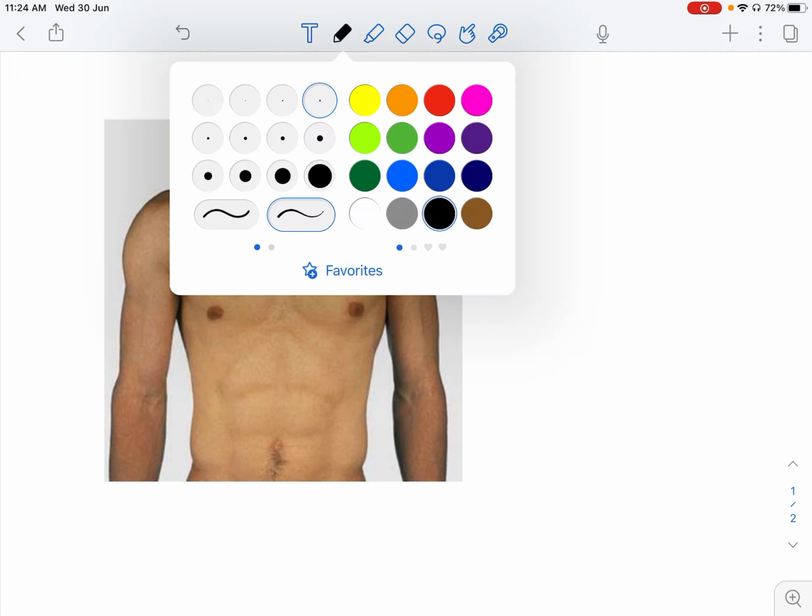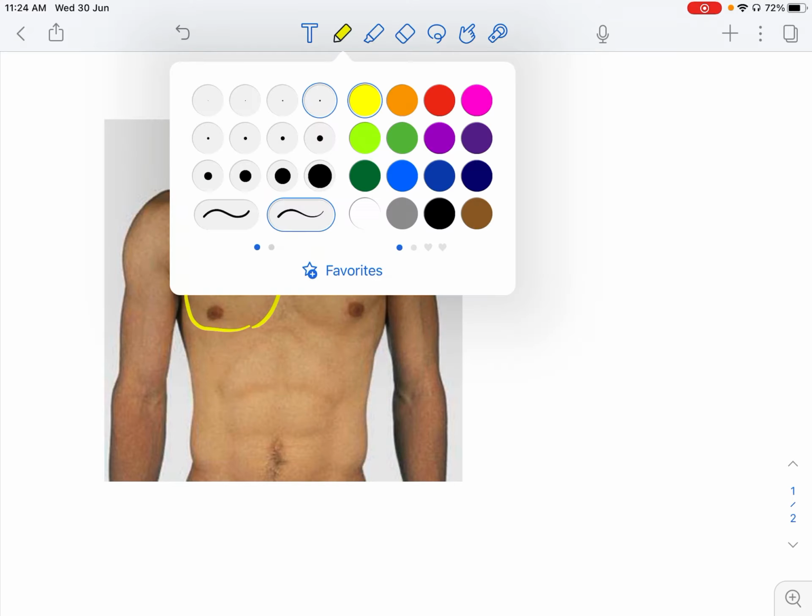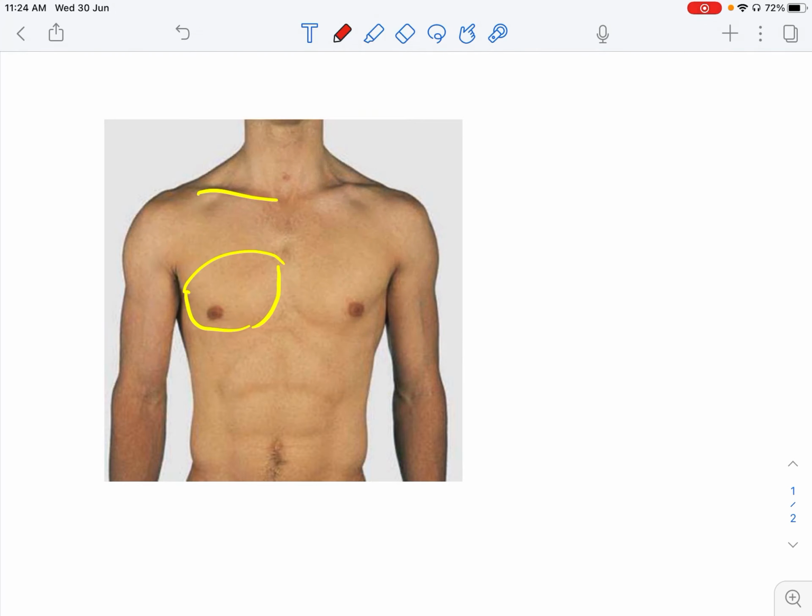So we have considered two kinds of landmark. First, surface landmark. First is the clavicle. Second is your breast tissue. Now depending on these two surface markers, we have divided the anterior region over thorax into the supraclavicular part, clavicular part, infraclavicular part, as well as the mammary part.